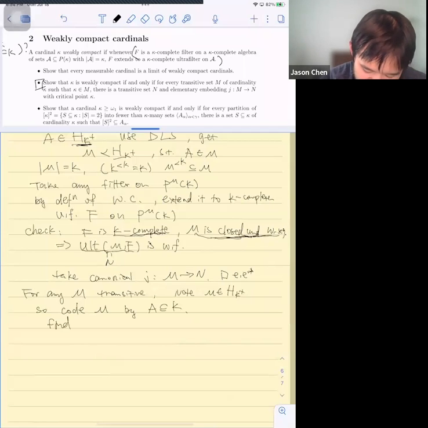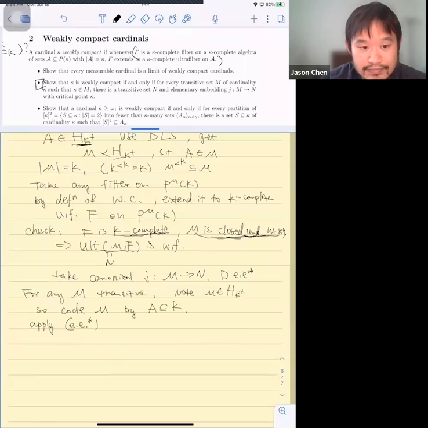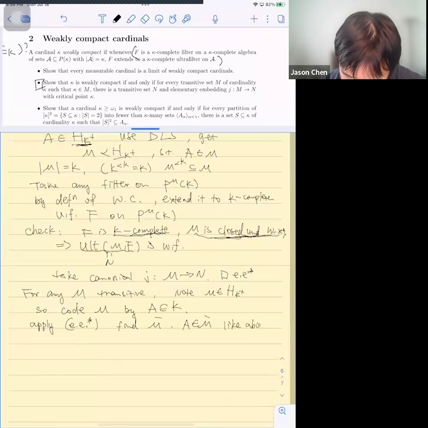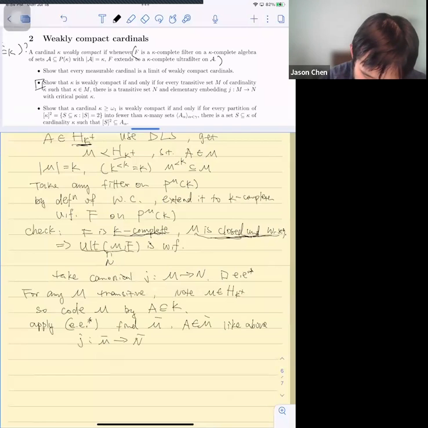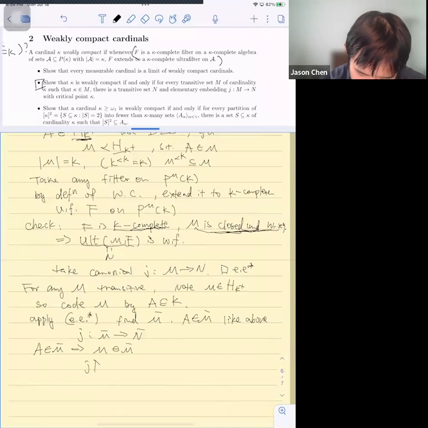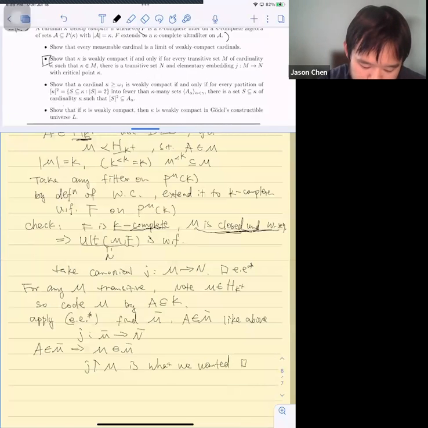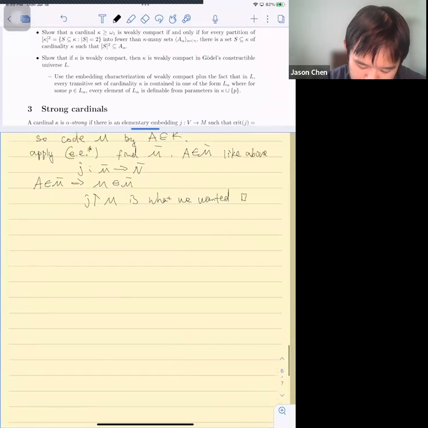Now we just apply EE star. So this means we find some M bar with A in M bar, and then like above, an elementary embedding j from M bar to some N bar. But then M bar satisfies enough set theory so that A in M bar implies M is actually in M bar. So j restricted to M is what we wanted. Okay.